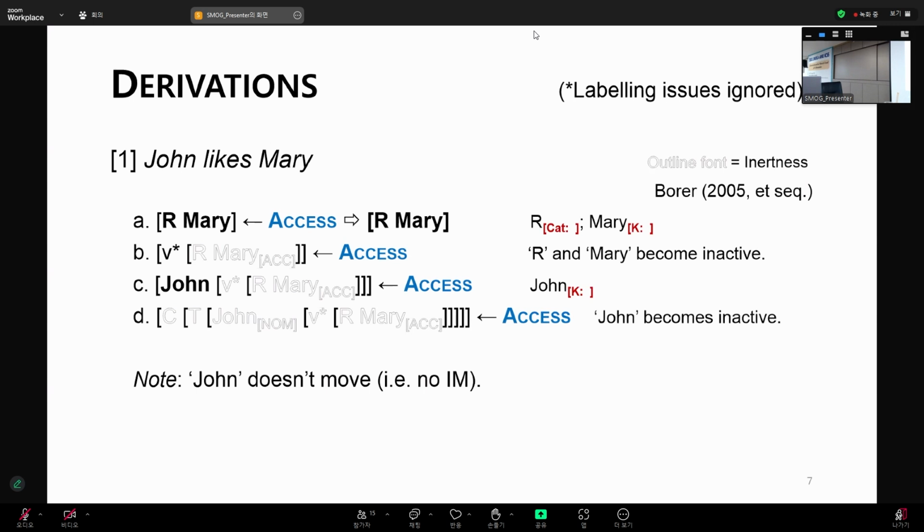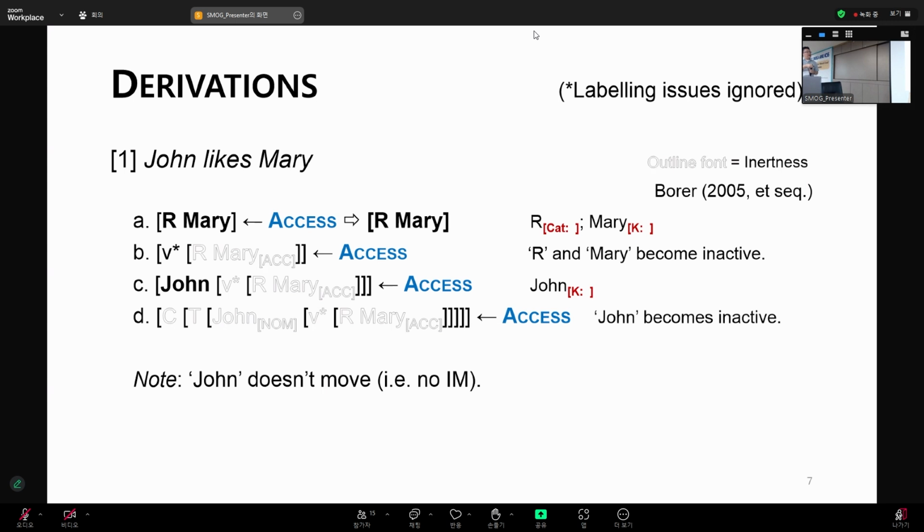And now, let's take a look at some sample derivations with relatively simple structure, like John likes Mary. The A is the outcome of the first merge, and the interface directly accesses the derivation. Notice that neither R nor Mary is fully interpretable, because for R, its category information is not specified, and for Mary, its case feature is not specified. Therefore, they remain accessible.